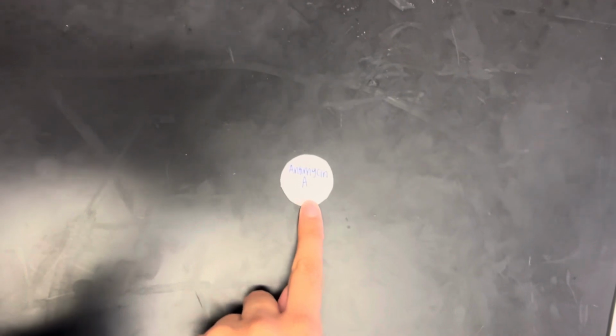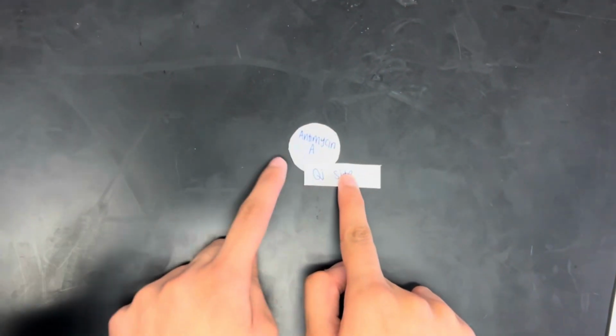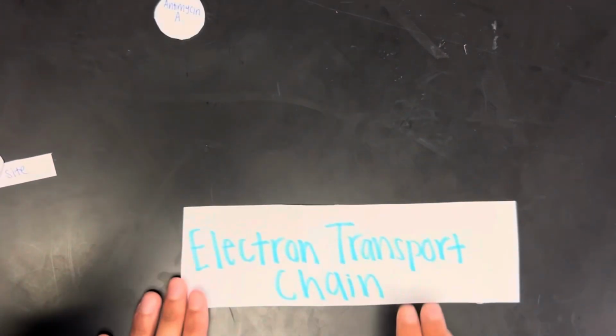Antimycin A is an inhibitor of cellular respiration, specifically oxidative phosphorylation. Antimycin A binds to the QI site of cytochrome C reductase, inhibiting the reduction of ubiquinone to ubiquinol in the QI site, thereby disrupting the Q cycle of enzyme turnover. It also will cause the disruption of the entire electron transport chain.